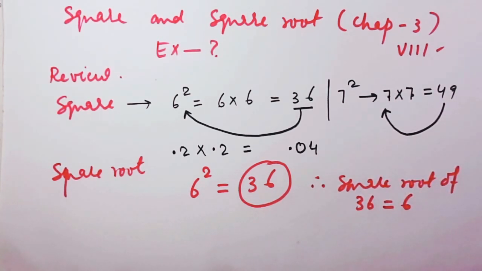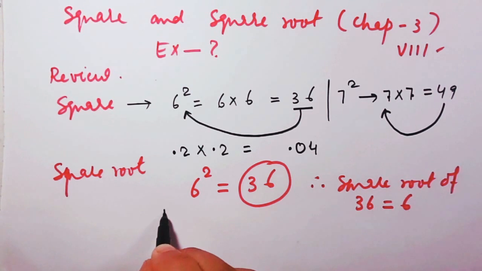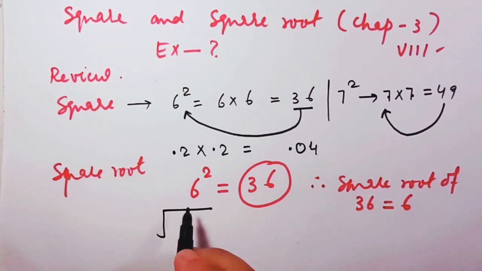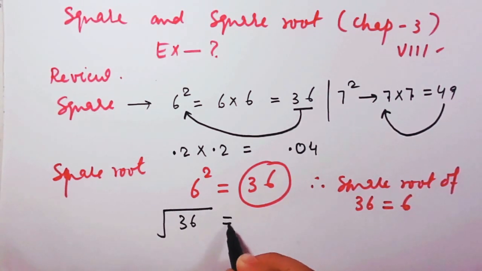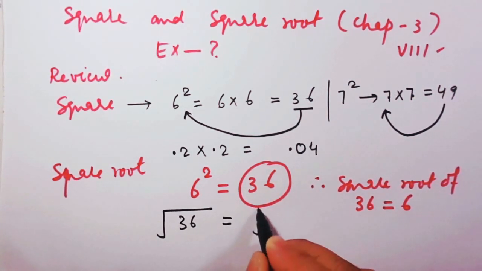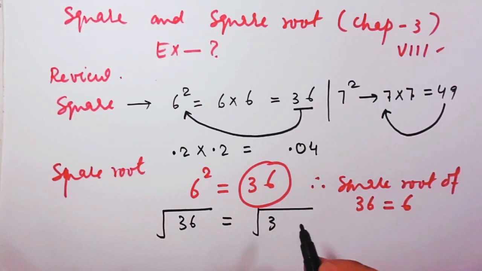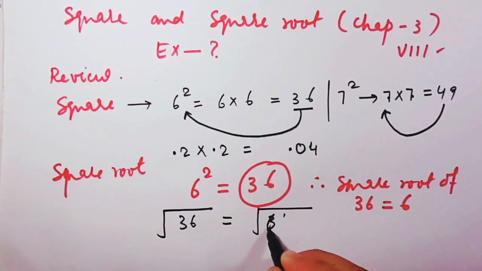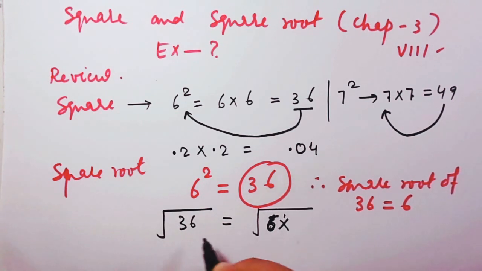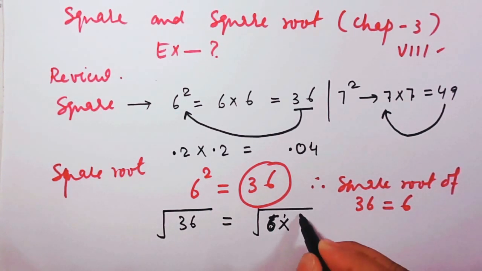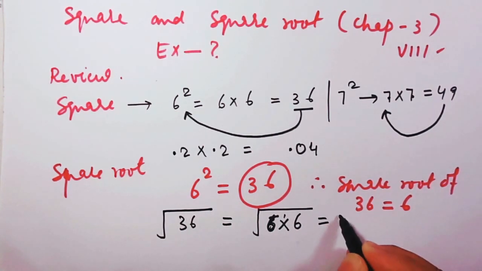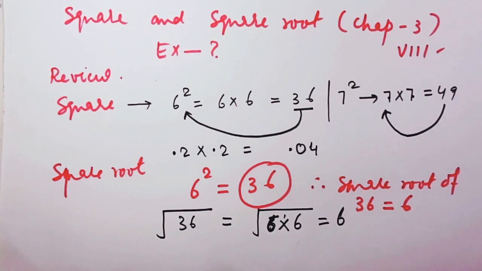This means if you put this particular sign on 36, they are asking you one of the numbers of the factors of 36. That is, when you break 36 into 6 into 6, they are asking you only one of them. I hope this is very clear.